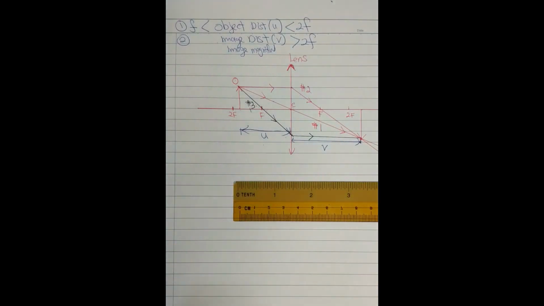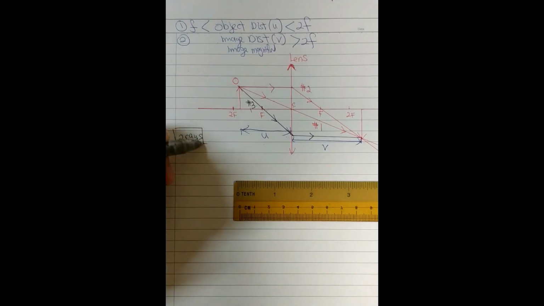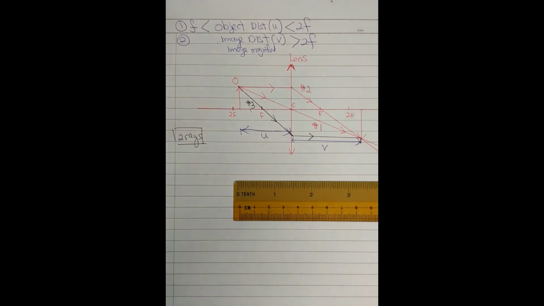So there are no preferences whether you use ray 1 and ray 2, or ray 1 and ray 3, or sometimes ray 2 and ray 3. As long as you have two rays, I need two rays, and the intersection of the two rays will form the location of the image itself. So this is what I mean by using the three rays to locate the image, and this is what we call the ray diagrams for lenses.